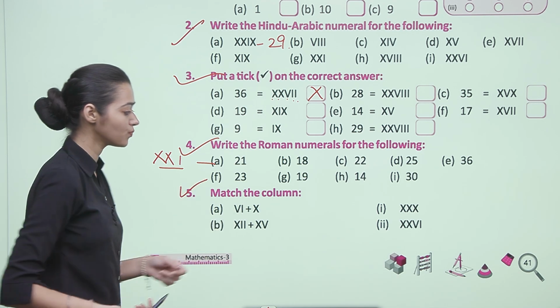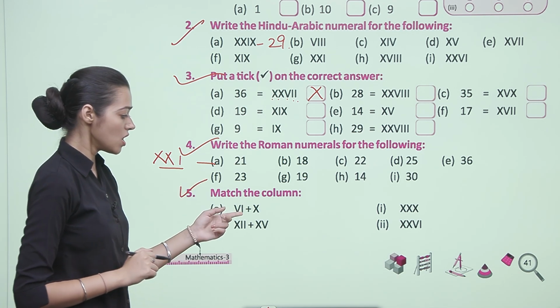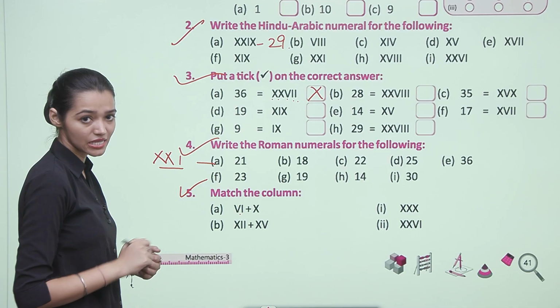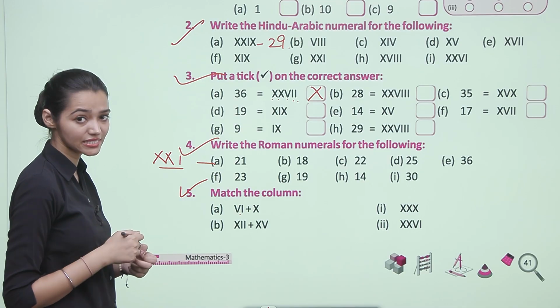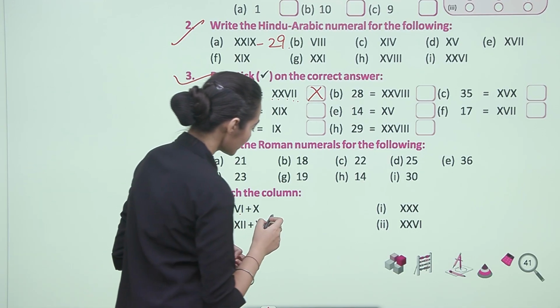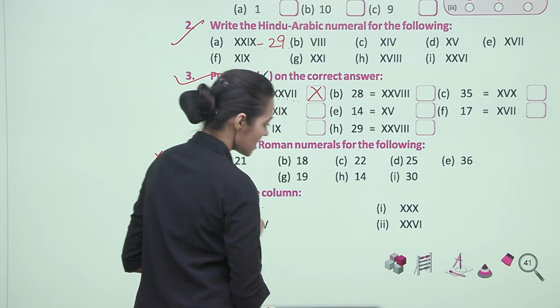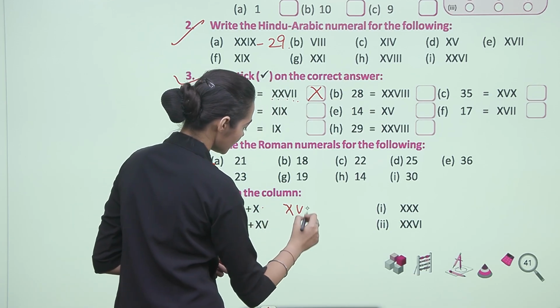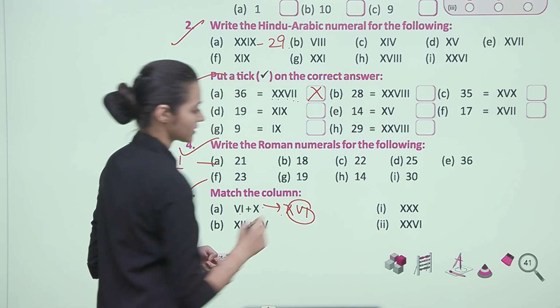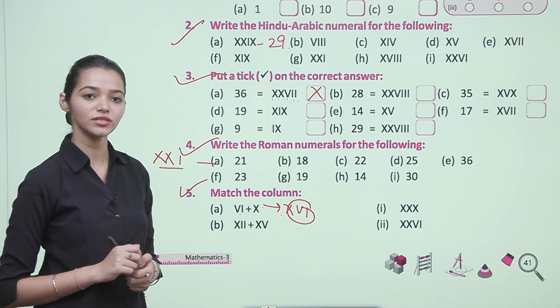Now in the next one we have to match the columns, that is 6 plus 10, that is 16, very good, and it can be represented as XVI, which is our correct answer. That's how you can complete all the match of the following.